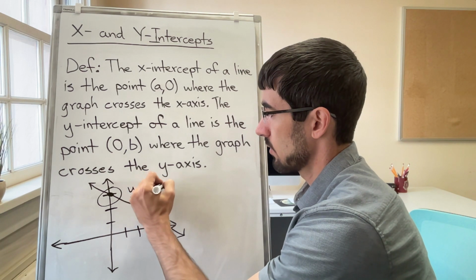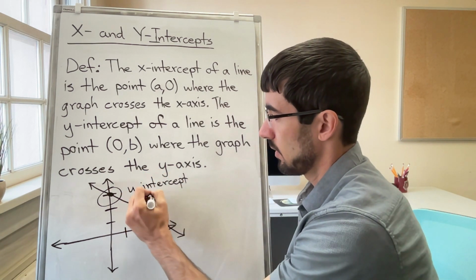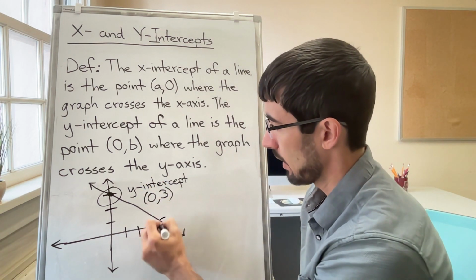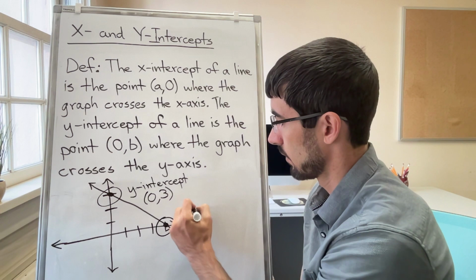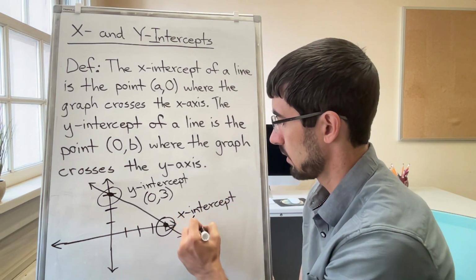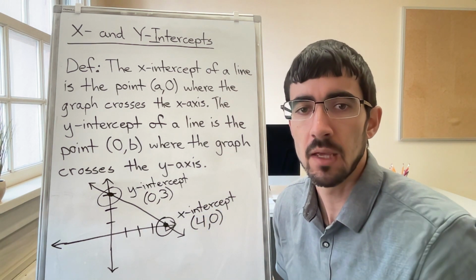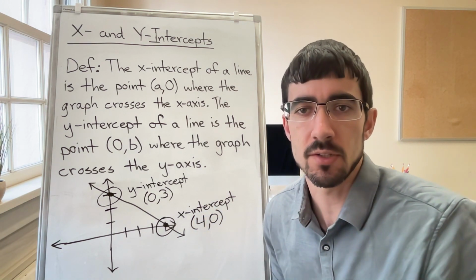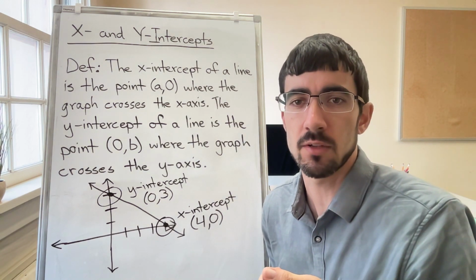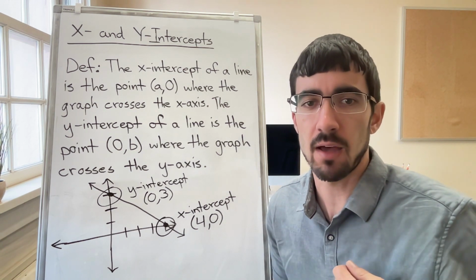So this line has a y-intercept at (0, 3). This line also has an x-intercept at (4, 0). The x-intercept and the y-intercept are two very easy points to find if you have the equation of a line, and that actually gives us another method for graphing lines.